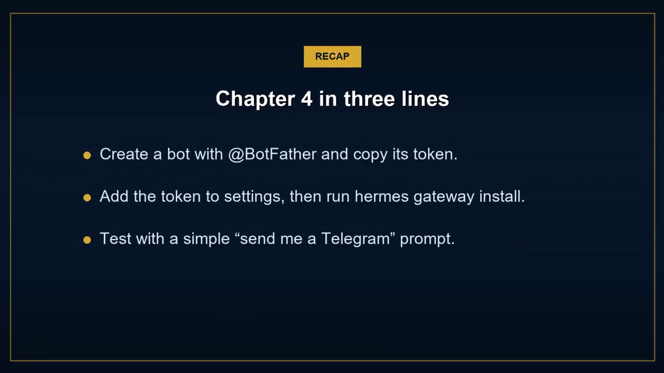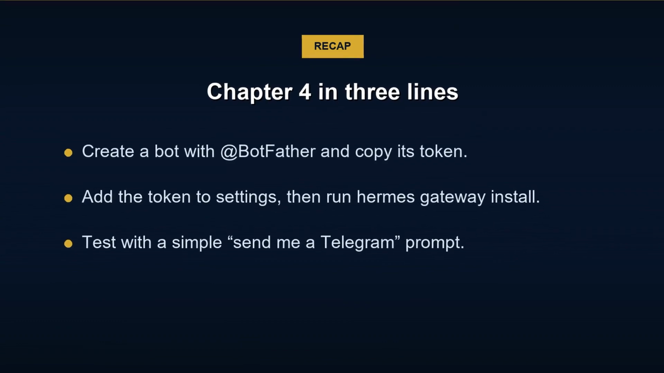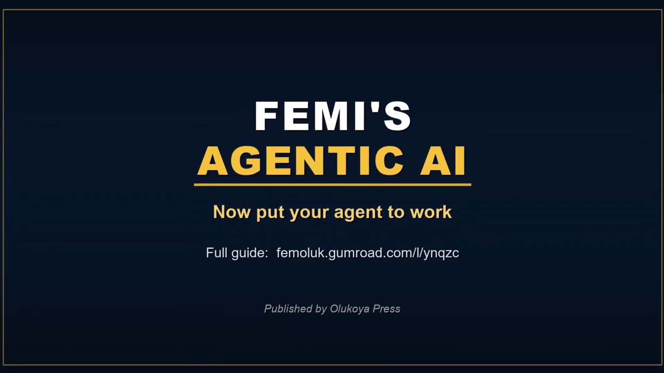Quick recap. Create a bot with BotFather and copy its token. Add the token to settings, then run Hermes Gateway install. Test it with a simple "send me a Telegram" prompt. Now let's put your agent to work.